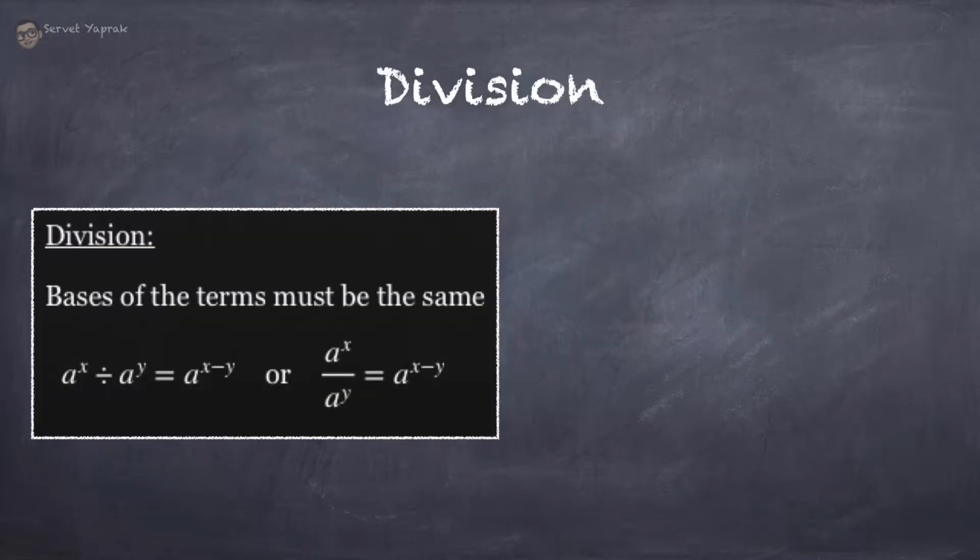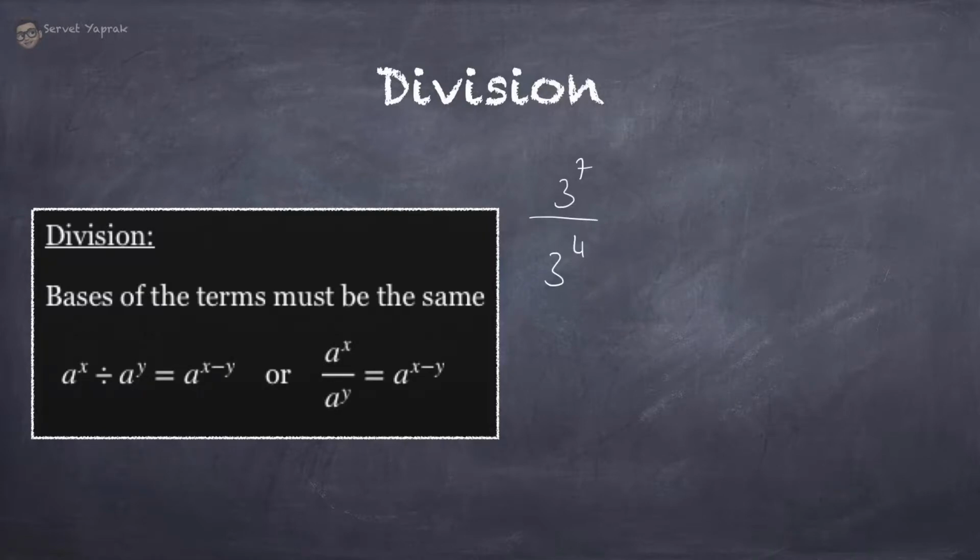Division: a to the power of x divided by a to the power of y equals a to the power of x minus y. Same as multiplication, we have to have the same base. Division can be given in fraction format as well. So again, we will have a to the power of x over a to the power of y equals a to the power of x minus y. So let's look at an example.